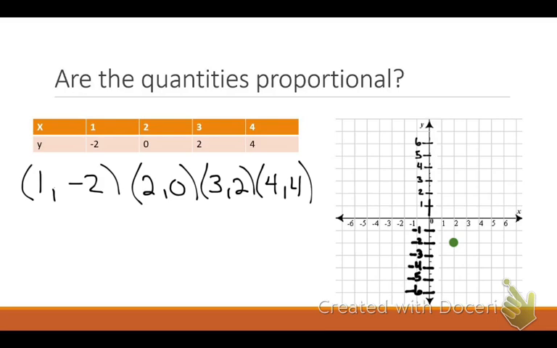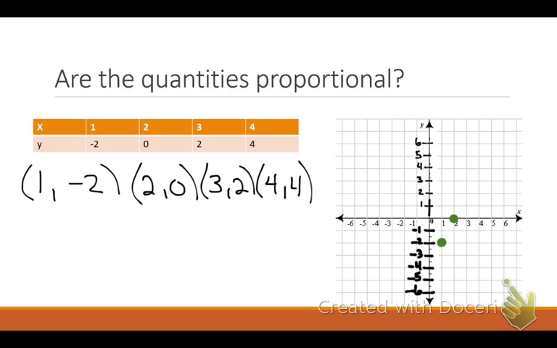Oh, I'm sorry. I just labeled that wrong. Over 1, down 2. There we go. Okay, where does my next point go? 2, 0. All right, and go ahead and plot the last 2 points. I'll give you a minute to do that.